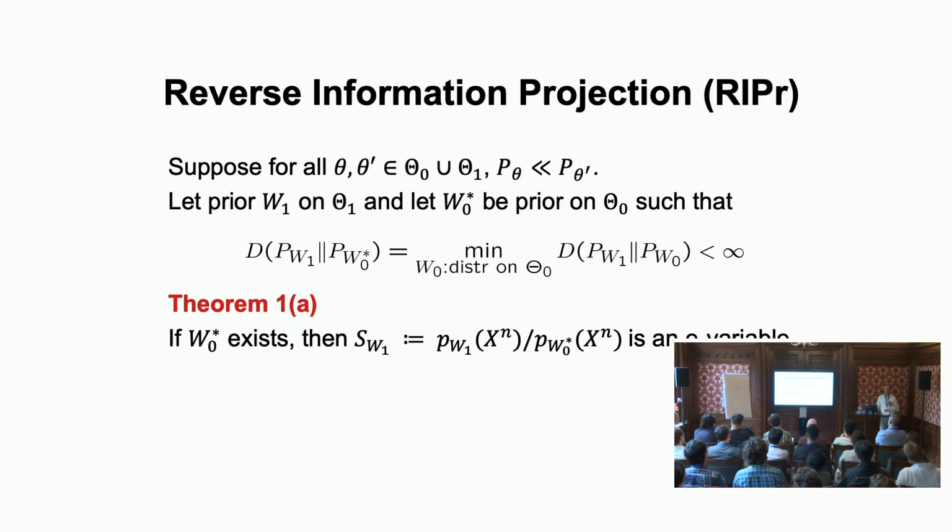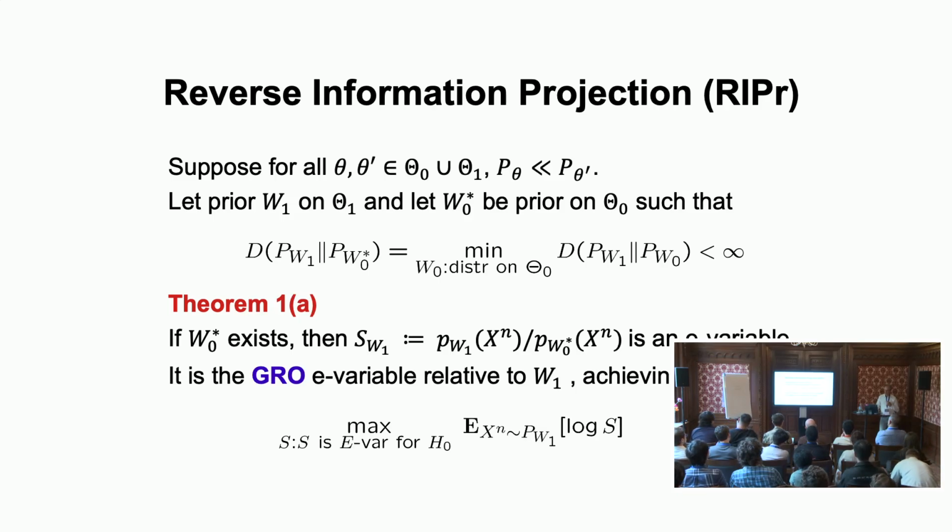Not going to prove it here, but the idea of the proof is, if you know Bayesian statistics, there are often worst case priors that have some minimax properties, and this is a similar flavor. In a way, it's a minimax convex analysis argument, which shows that such a prior exists. And in fact, this is not just any e-variable, and now we're going to talk about optimality. It's the GROW e-variable, and by GROW we mean growth rate optimal.